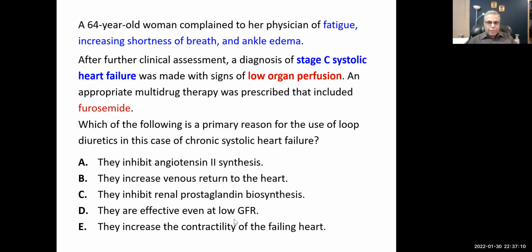They are effective even at low GFR. I mentioned previously that up to a GFR of 30 ml per minute, furosemide and these loop diuretics are effective. They increase the contractility of the failing heart. No, they have nothing to do with the contractility of the failing heart. All right. So why is GFR low in this case? GFR is always low in heart failure when organ perfusion is low, right? When not enough blood is going to the kidneys, there will be not enough GFR because the pressure in the kidneys and in the glomerulus is low.